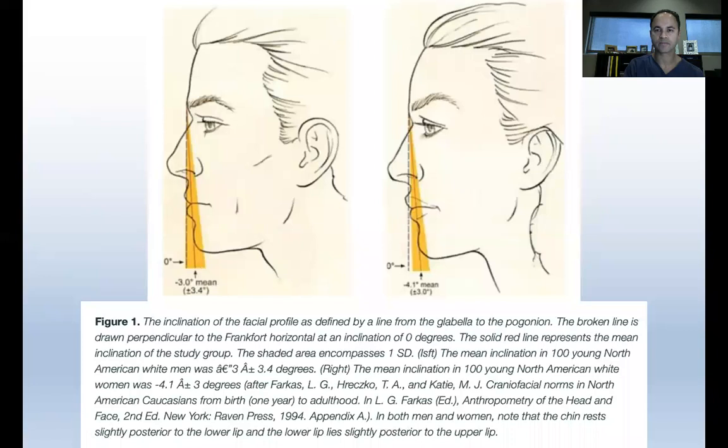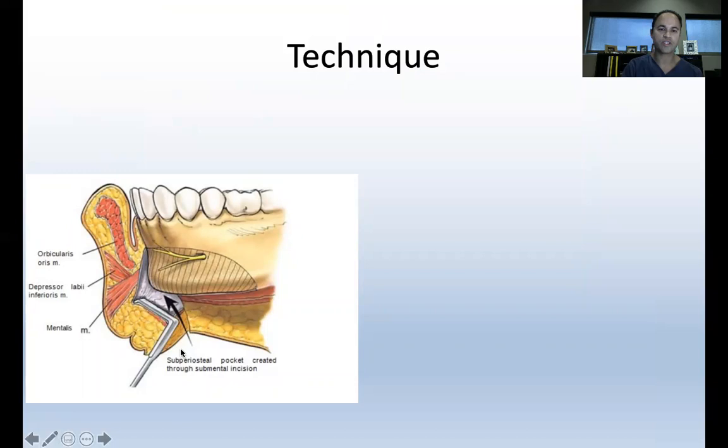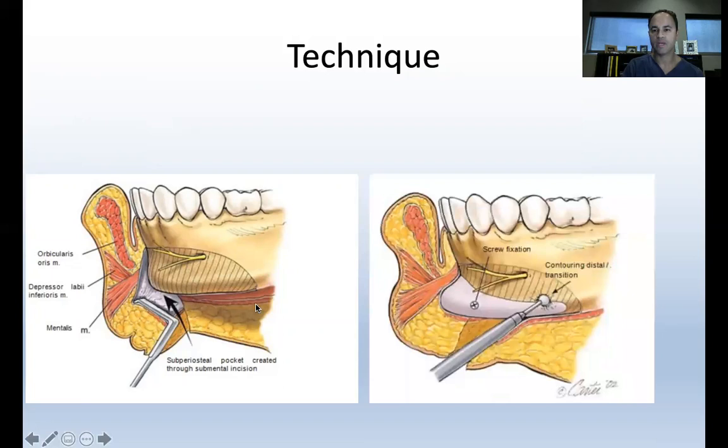What is our technique for chin implant? We make an incision in a crease behind the mentum in the submental area. We dissect in a subperiosteal plane and identify the mental nerve. We detach the mentalis muscle from the periosteum, and then we move forward and place the chin implant.